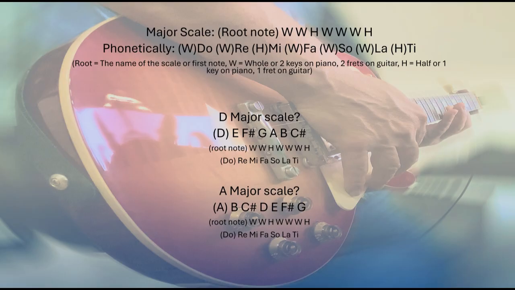Today we're going to talk about the major scale and specifically, how do we know what notes make up a major chord? The major scale follows a stepping pattern that you may have heard before: whole, whole, half, whole, whole, whole, half. Or you may know this as do, re, mi, fa, sol, la, ti, do. So what does this even mean?